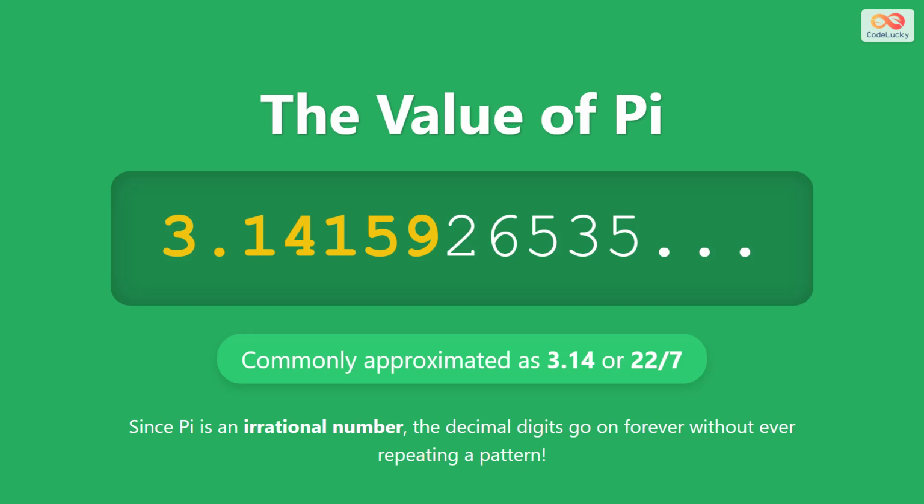The value of pi starts with 3.14159, but it does not stop there. It is often approximated as 3.14 or the fraction 22/7 for school calculations. However, the true value is much more complex.